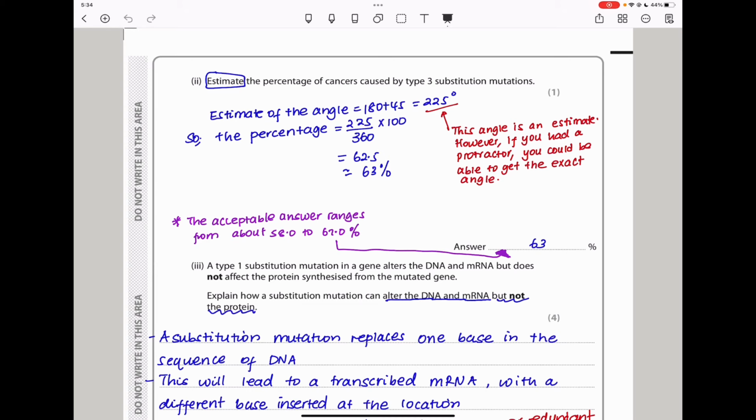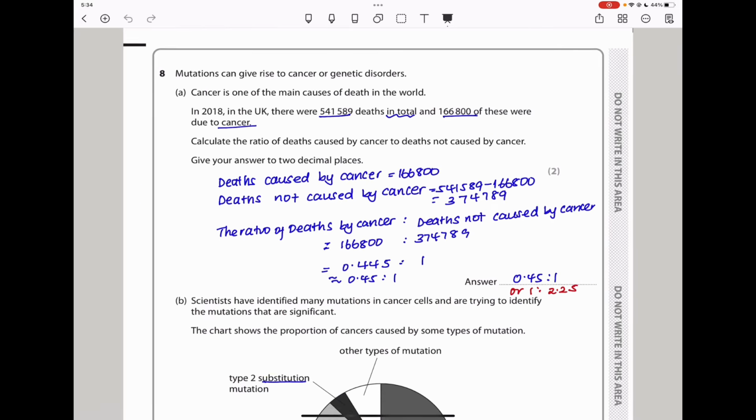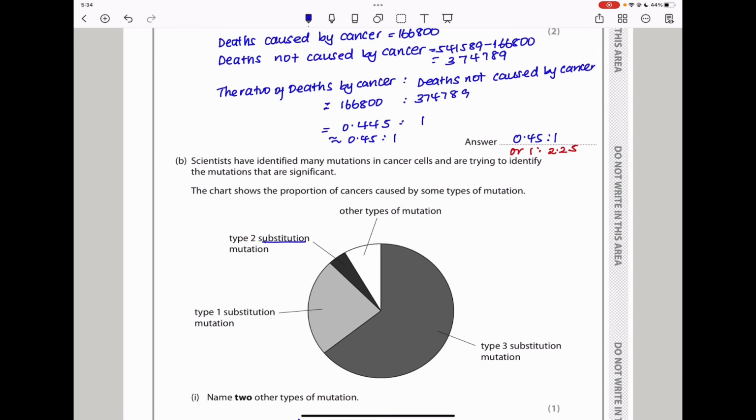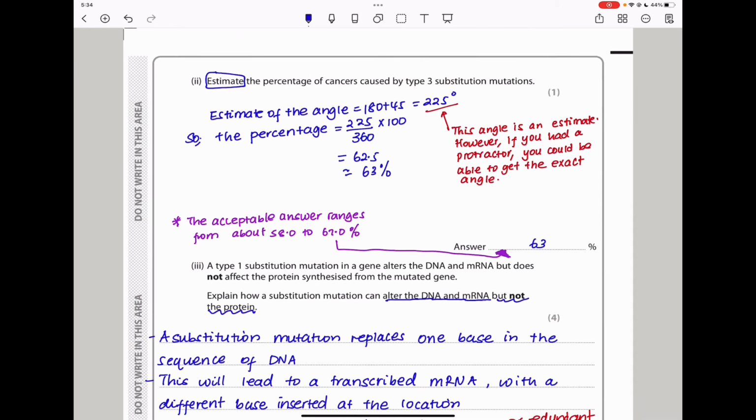I know most of you are not going to have a protractor in the biology exam. So when they say estimate, it means you're going to try to guess the percentage. So let me take you back. I guess the percentage by, you have to know that when you break it down like that, this is about 180 degrees. And now this is going to be about 180 plus about 45 or something like that. So here I said 180 plus 45. It gave me my estimate of the angle to be 225 degrees.